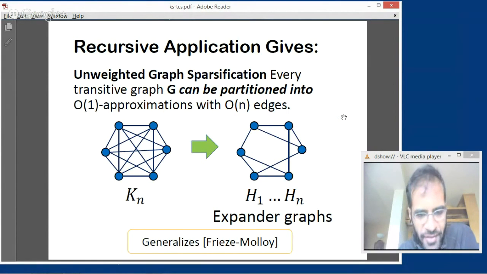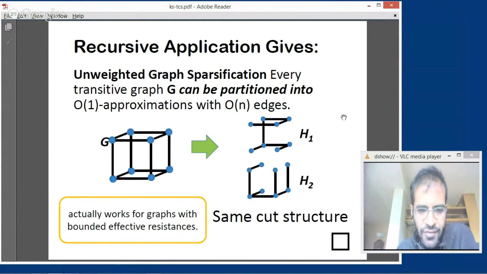For example, if I apply this to the complete graph, it tells me that I can split the complete graph into n constant degree expander graphs, which will actually be close to being Ramanujan graphs. This generalizes a theorem of Frieze and Molloy, who showed that you can partition expanders into sparser expanders. The real point of this theorem is that it applies to much more general graphs. You don't need the complete graph. If you give me the hypercube, this will give a partition of the hypercube into log n edge disjoint subgraphs, each of which has the same cut structure as the hypercube.